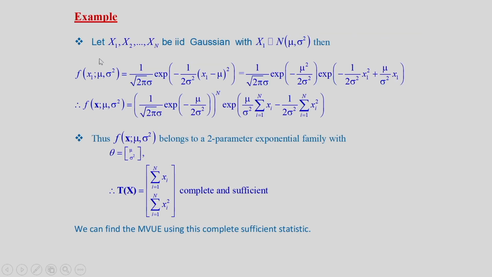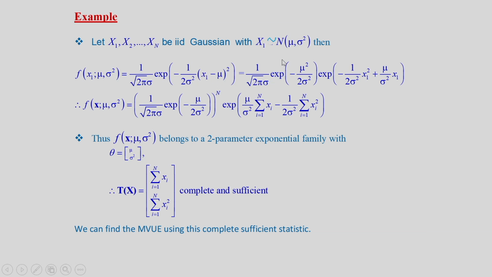So, we will go back to the example again. Let x1, x2 up to xn be IID with all xi's distributed as a normal distribution with mean mu and variance sigma square. Therefore, if I consider only one element, that is x1 only, then its PDF is given by 1 by root over 2 pi sigma into exponential of minus half of 2 sigma square into (x1 minus mu) whole square.